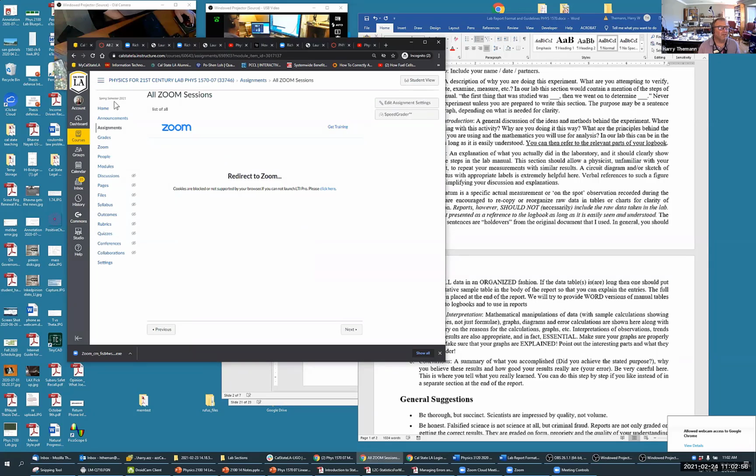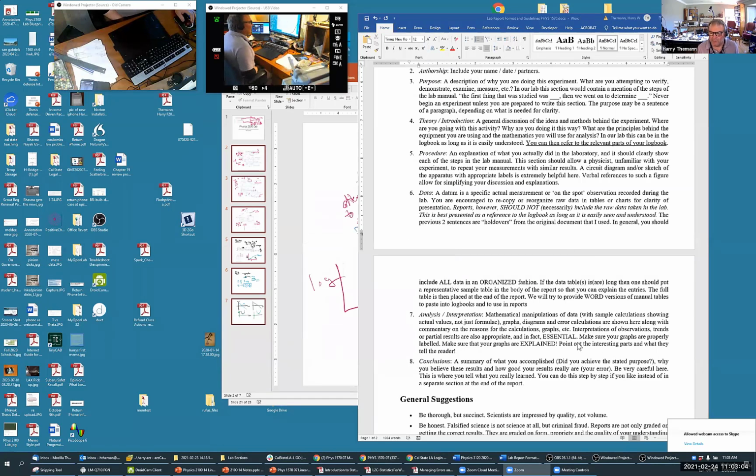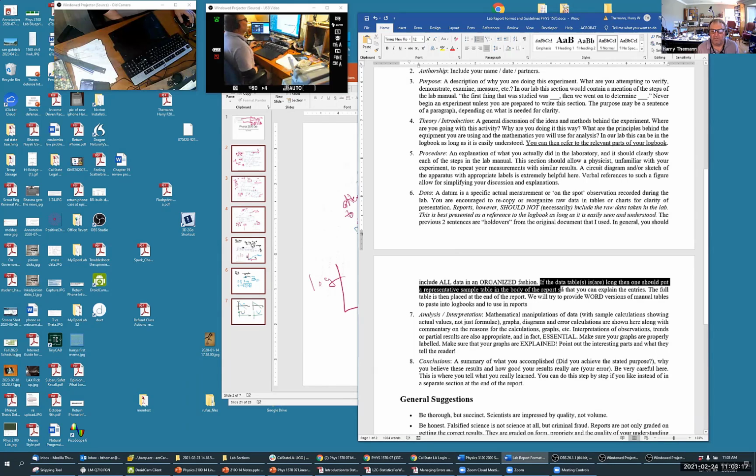Nice. All right. Okay, so as I was saying, in general, in any one of our undergraduate labs, you're almost always going to include all of the data. However, and this came up, there could be a situation where if the data table or tables are too long, then what you would do is you put a sample of the data table in the main body of the report so that you can explain the entries, what's in each entry.